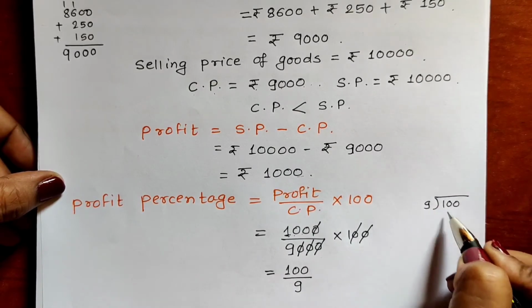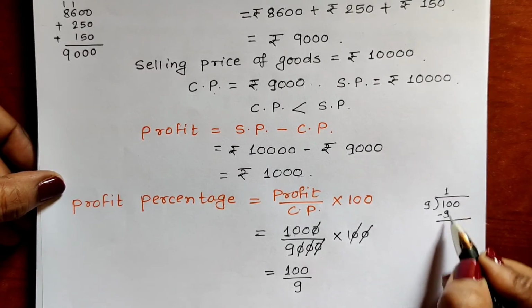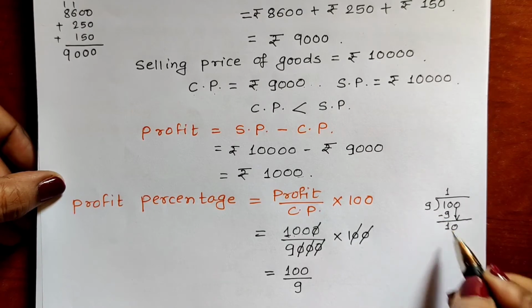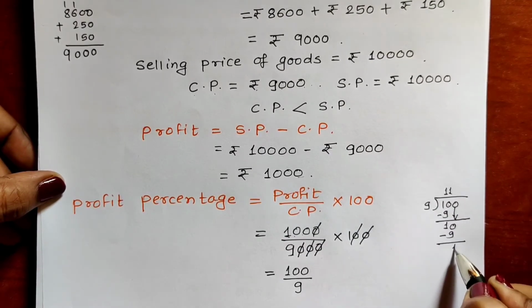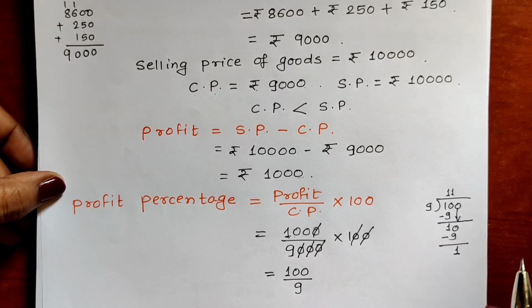100 divided by 9. 9 ones are 9. 10 minus 9, 1 remaining. This 0 we have to bring down. Again 10 we are getting. 9 ones are 9. 10 minus 9, 1 is the remainder. Now after this 0 nothing is there. That means 1 will be the remainder.